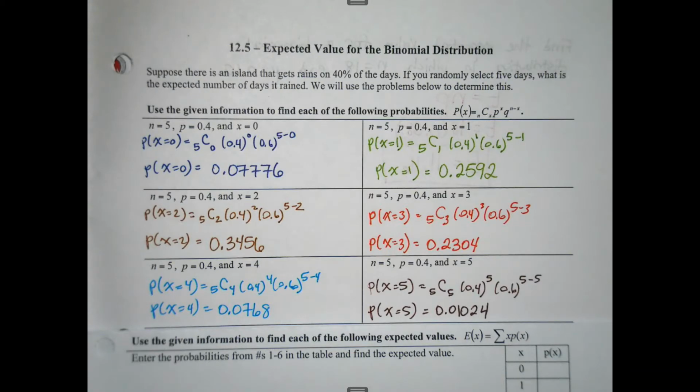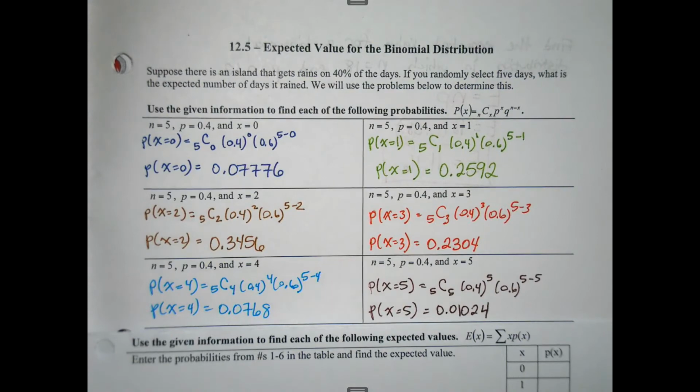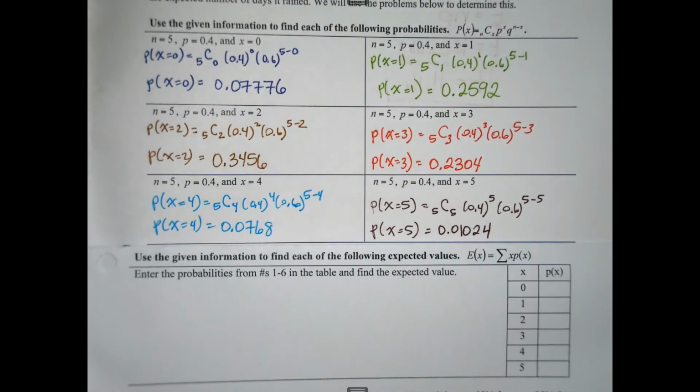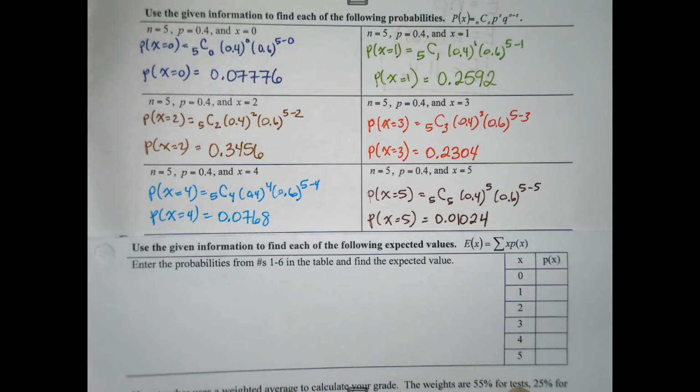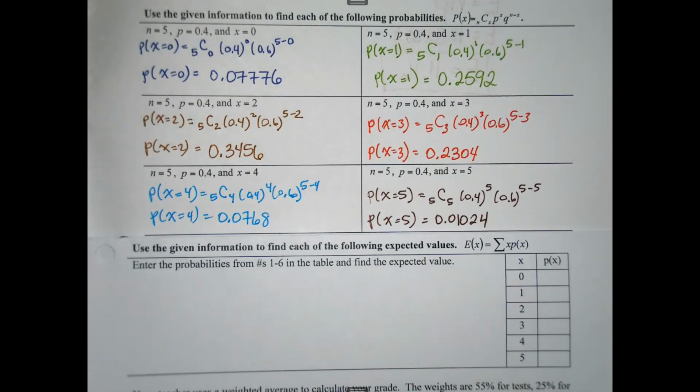I went ahead and answered all of the binomial probability values for each of these. It's just substituting into the equation like we did in section 12.4. And I didn't want to take up a bunch of time to do it. But we're going to focus on the expected value part of this, which is down here. It says use the given information to find each of the following expected values. And remember that expected value is the sum of your x times your probability of x values.